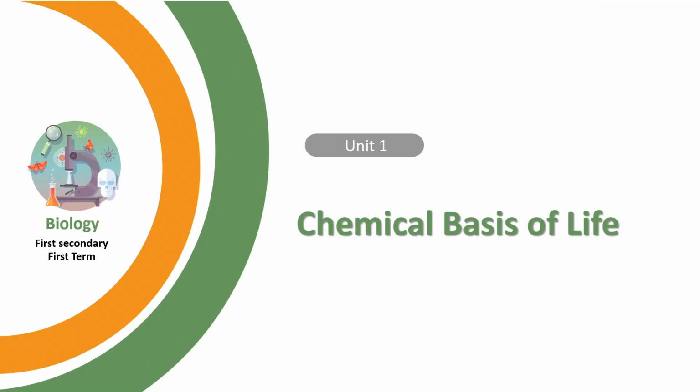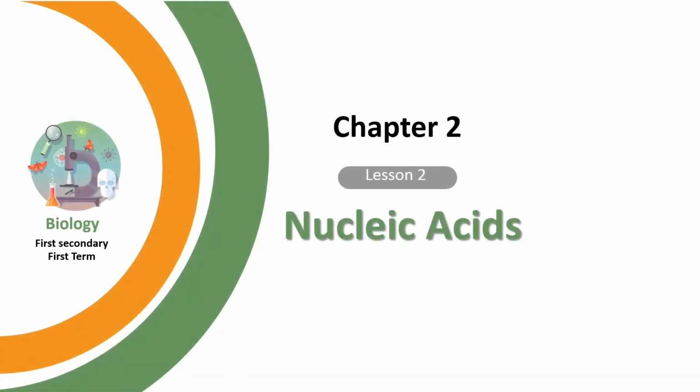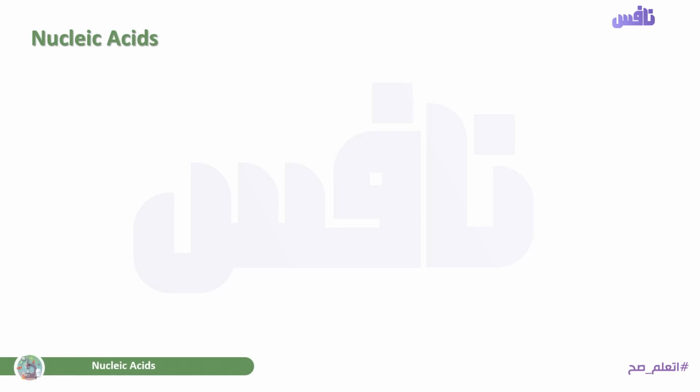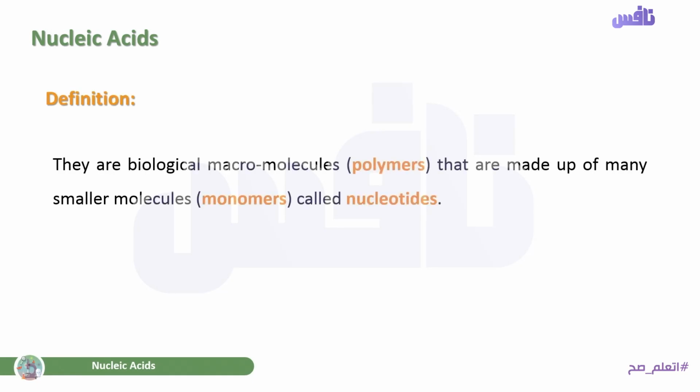Hi, my dear students. We are still in Unit 1, which is talking about the chemical basis of life. Now we are in Chapter 2, Lesson 2, which is talking about the nucleic acid, the fourth and last biological macromolecule. Now, what are nucleic acids? They are biological macromolecules or polymers that are made up of many smaller molecules or monomers called nucleotides. Just focus on these nucleotides.